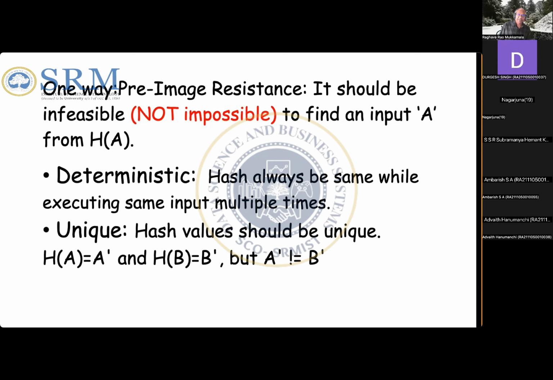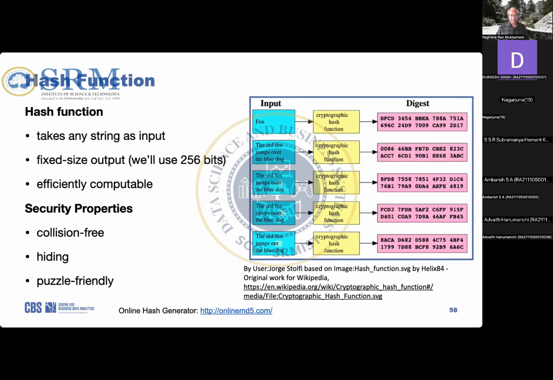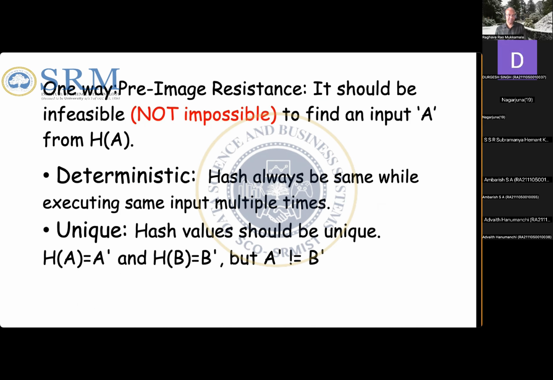And the second important thing is deterministic. So hash always produces the same value if the data is the same, right? So again, what does it mean? For example, if I use the same text, no matter what, if I create a hash value for it 1,000,000 times, I will get the same hash value, right? So the hash value doesn't change. So that is the deterministic property.